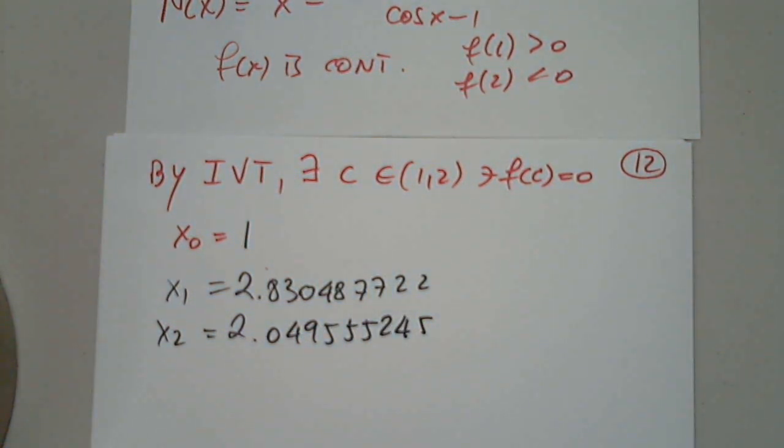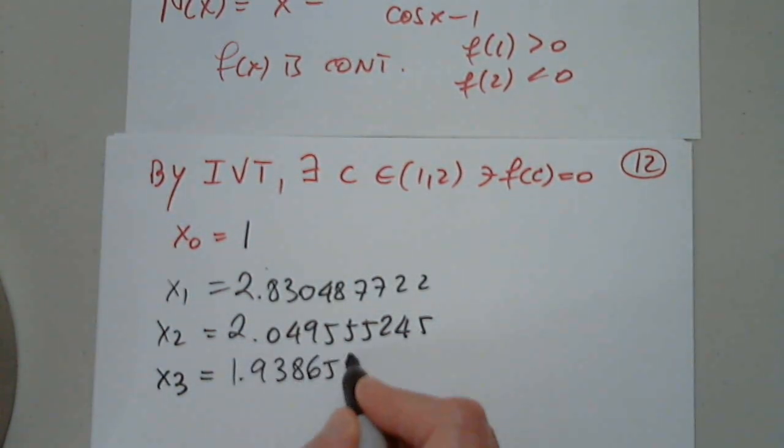Even x sub 2, which is 2.049555245. Don't panic just yet. Okay, 2 of them are outside of the interval. We did not expect that, but it's okay. As long as not 1,500 of them are outside, we are okay. Aha, good. So x sub 3 is getting closer: 1.938656127. And then I repeat.